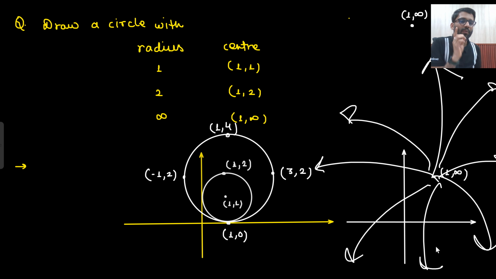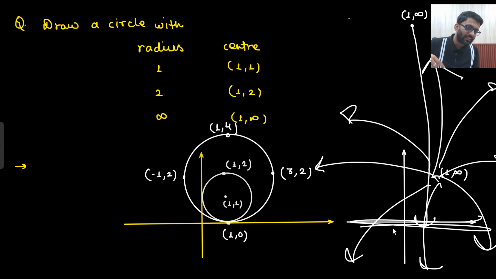What is the meaning of radius? Here the center was 1, 2 and the radius was 2, so you came down for 2 distance. Here your center was 1 comma 1, but the radius was 1, so you came down for 1 distance. Similarly, here your center is 1 comma infinity, and your radius is infinity, so you will come down for infinity distance. That means you will come to the x-axis only. Here all the circles will come to the x-axis only. Do you agree to this point?